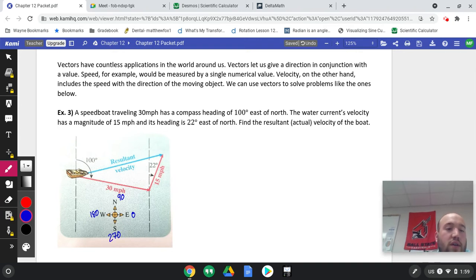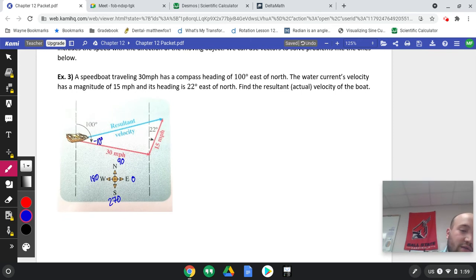So if we look here, if this is 100 degrees east of north, we started off here at 90, minus 100, so that would be down at negative 10, which is the same as 360 minus 10, or 350 degrees. So the original velocity was a speed of 30 in a direction relative to the unit circle of 350.